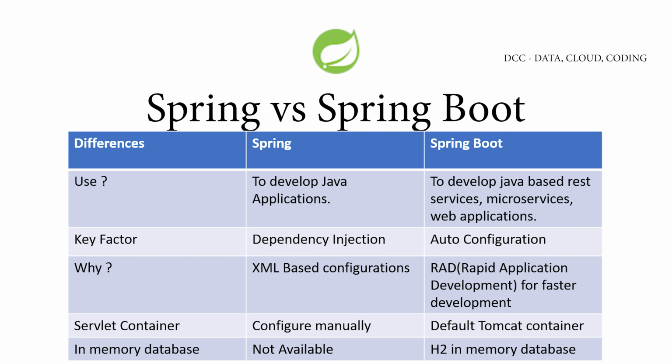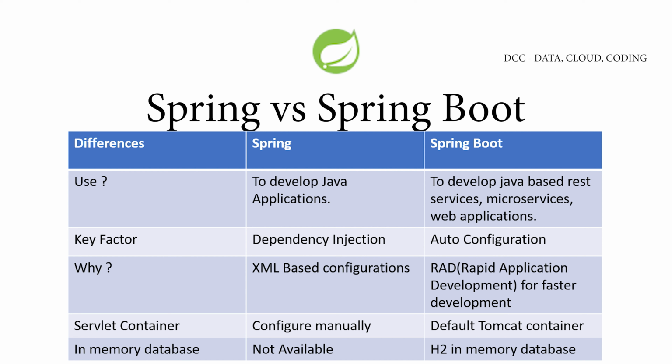Talking about our last point of difference, that is the in-memory database, Spring does not have any in-memory database, whereas Spring Boot comes with a pretty good in-memory database in the form of H2 in-memory database, which we will look into in our future videos. So that was the difference between Spring and Spring Boot.